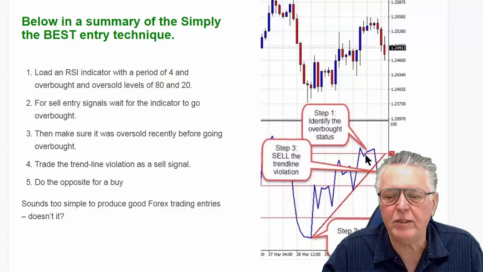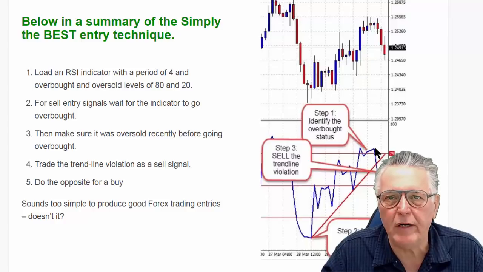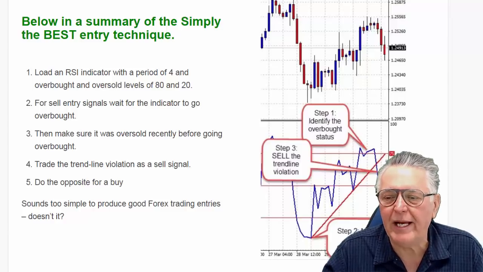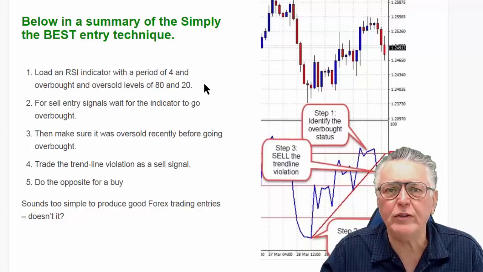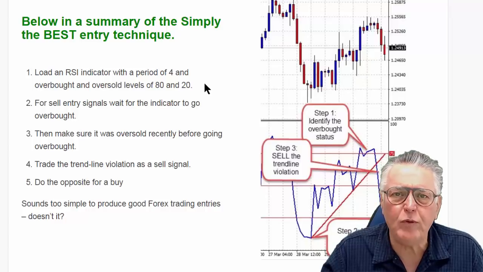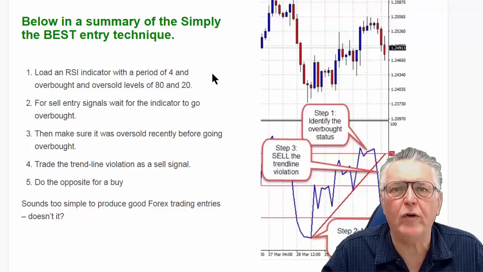The qualifications are that it has to be oversold, then overbought, or overbought, then oversold. The next leg has to be overbought or oversold, and there must be a trend line violation. The settings I like using are 80 for overbought, 20 for oversold, and a setting of 4 periods on the RSI.